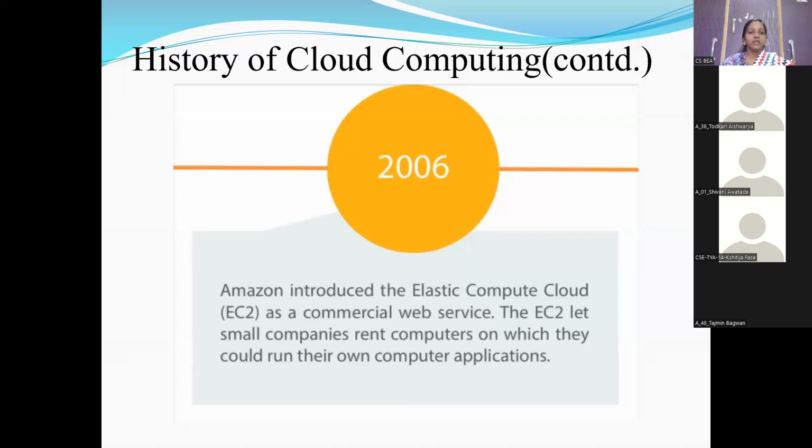Then in the year 2006, Amazon introduced the Elastic Compute Cloud, that is EC2, as a commercial web service. The EC2 let small companies rent computers on which they could run their own computer applications. So this way it started working.